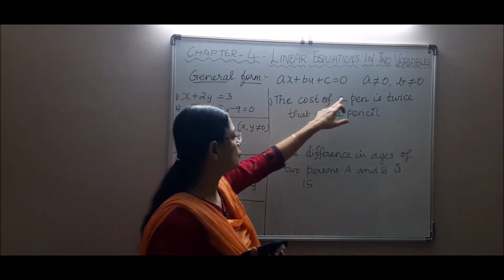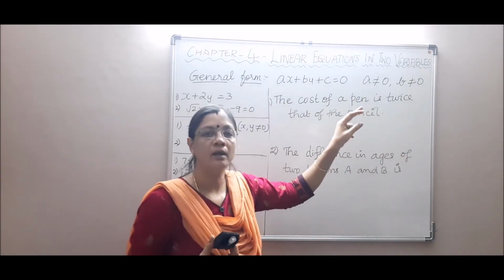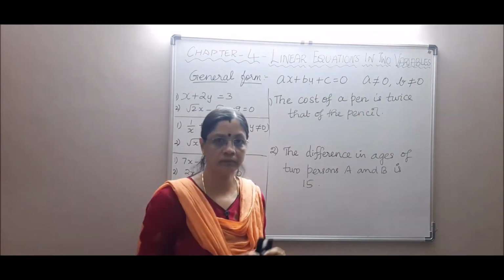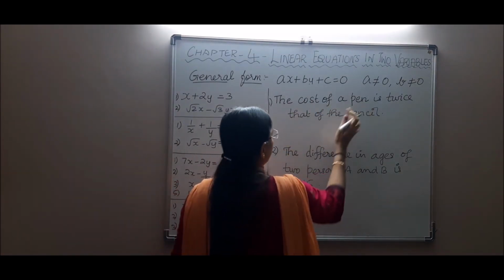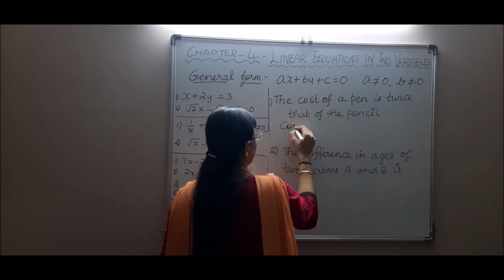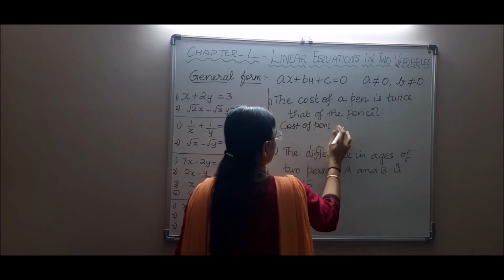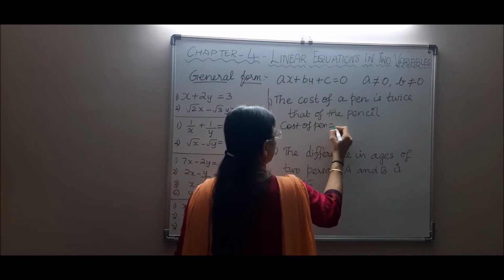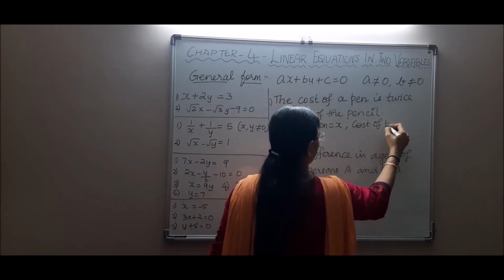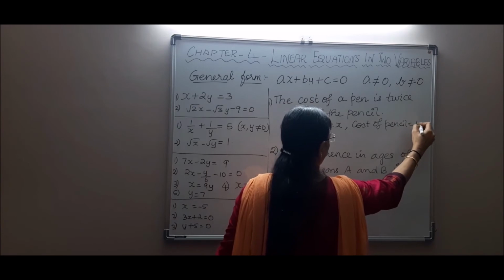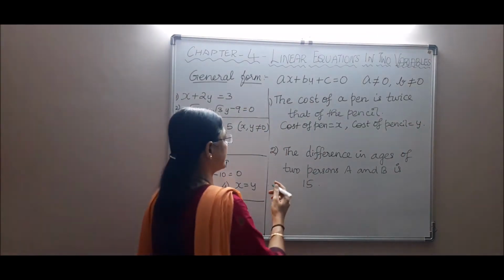So we have two unknowns here, the cost of pen and the cost of pencil. Let us try to write it as a linear equation. Let us take the cost of pen to be X and the cost of pencil to be Y. Do you understand? So let us take the two values as X and Y.